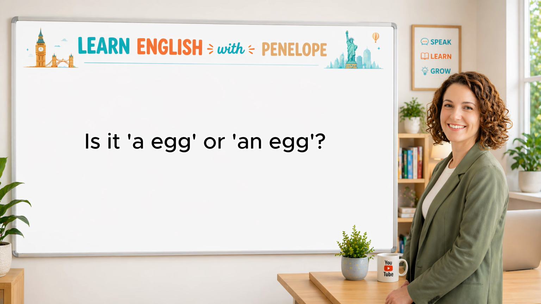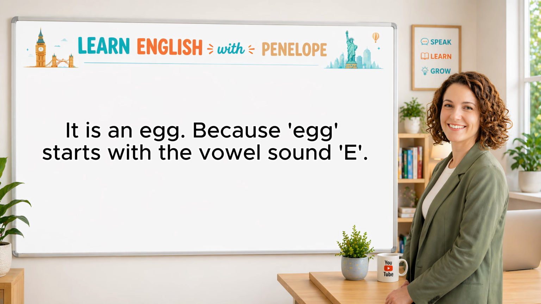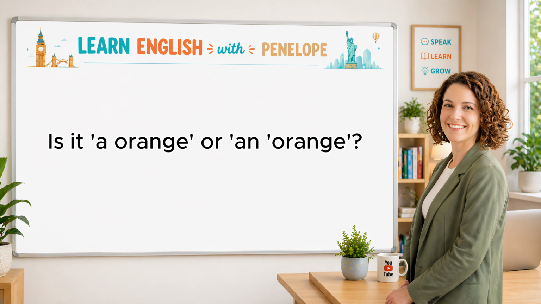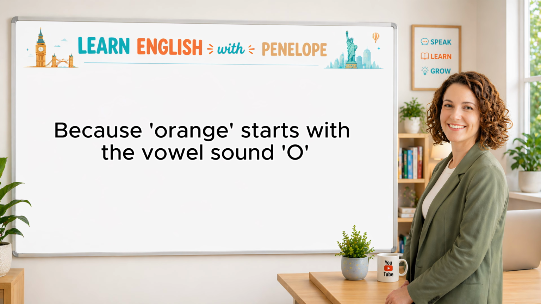Is it a egg or an egg? It is an egg, because egg starts with the vowel sound e. Is it a orange or an orange? It is an orange, because orange starts with the vowel sound o.